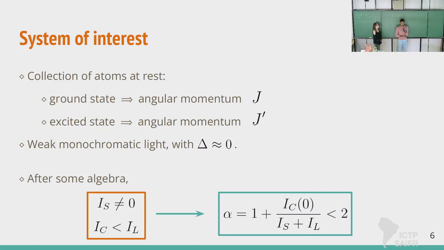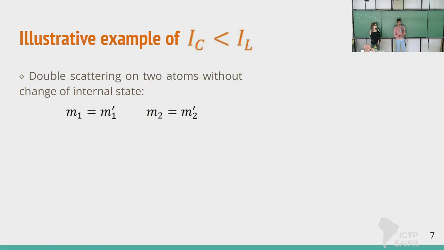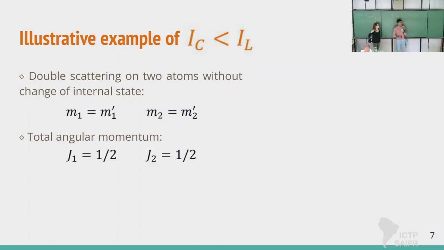So picking up where Patricia ended, I'm gonna give an illustrative example of when the maximally crossed term is lesser than the ladder term. We're gonna be considering a double scattering on two atoms without change of internal state. So the before and after scattering states are the same.